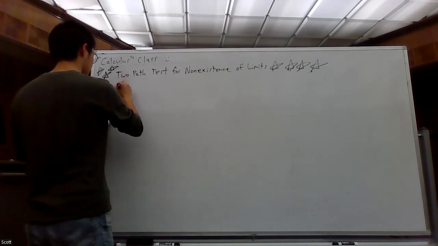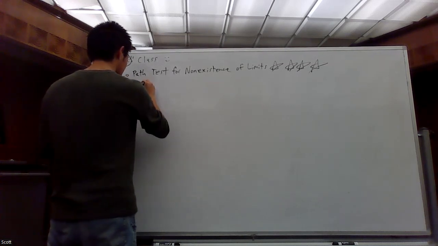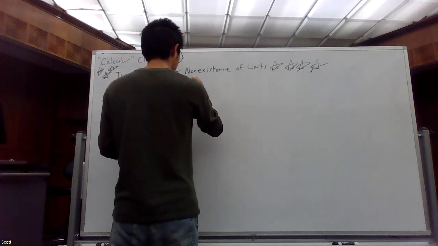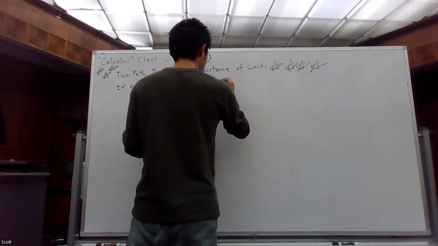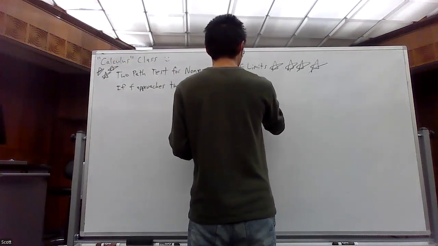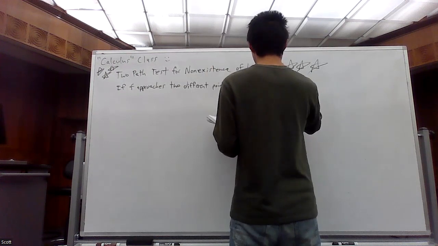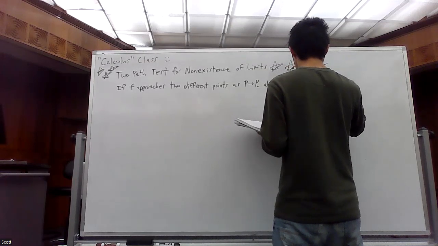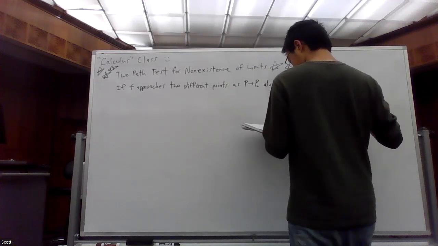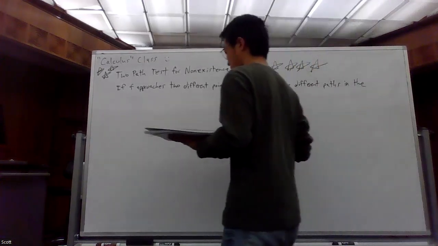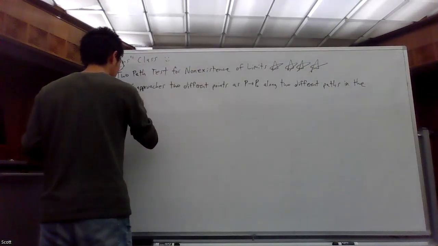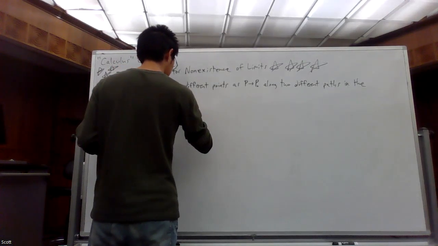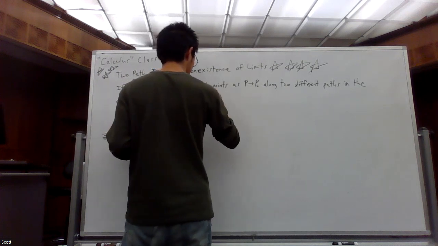Okay, so this is how it works. If F approaches two different points as P goes to P naught along two different paths in the domain of F, then the limit as P goes to P naught of your function does not exist.